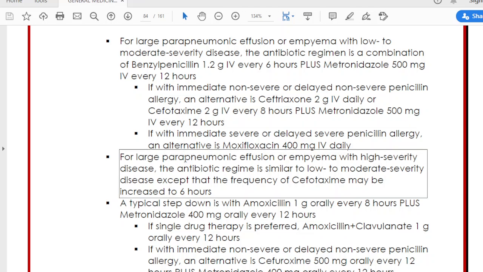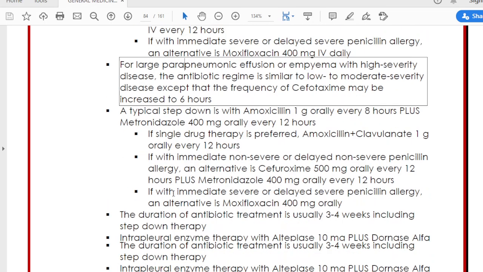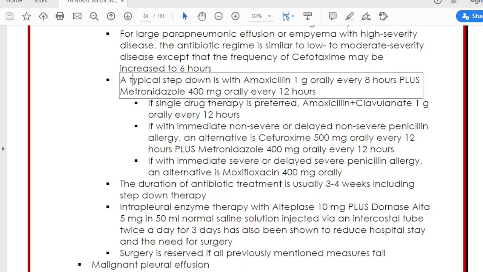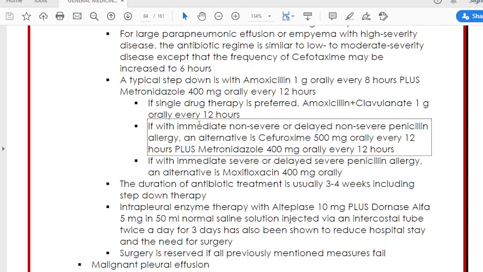For large parapneumonic effusion or empyema with high severity disease, the antibiotic regimen is similar to low to moderate severity disease except that the frequency of cefotaxime may be increased to every 6 hours. A typical step down is with amoxicillin 1 g orally every 8 hours plus metronidazole 400 mg orally every 12 hours. If single drug therapy is preferred, amoxicillin plus clavulanate 1 g orally every 12 hours. If with immediate non-severe or delayed non-severe penicillin allergy, an alternative is cefuroxime 500 mg orally every 12 hours plus metronidazole 400 mg orally every 12 hours. If with immediate severe or delayed severe penicillin allergy, an alternative is moxifloxacin 400 mg orally.